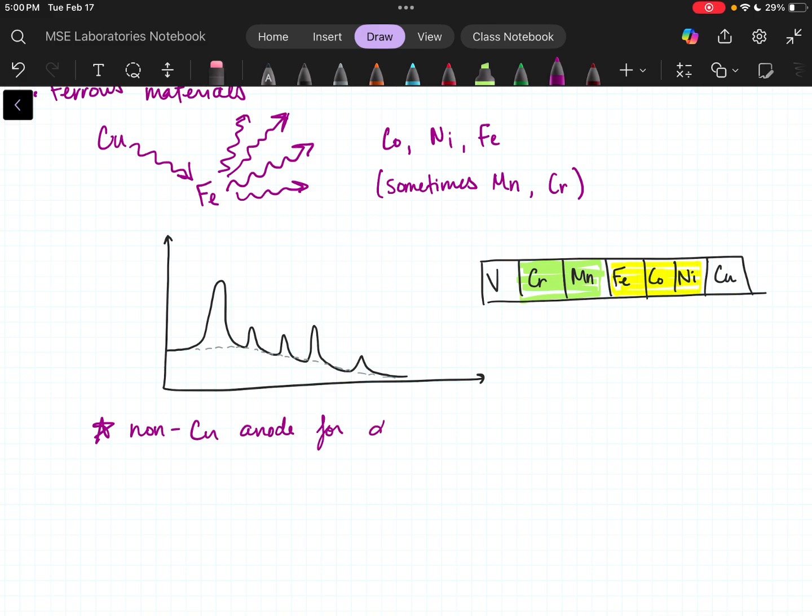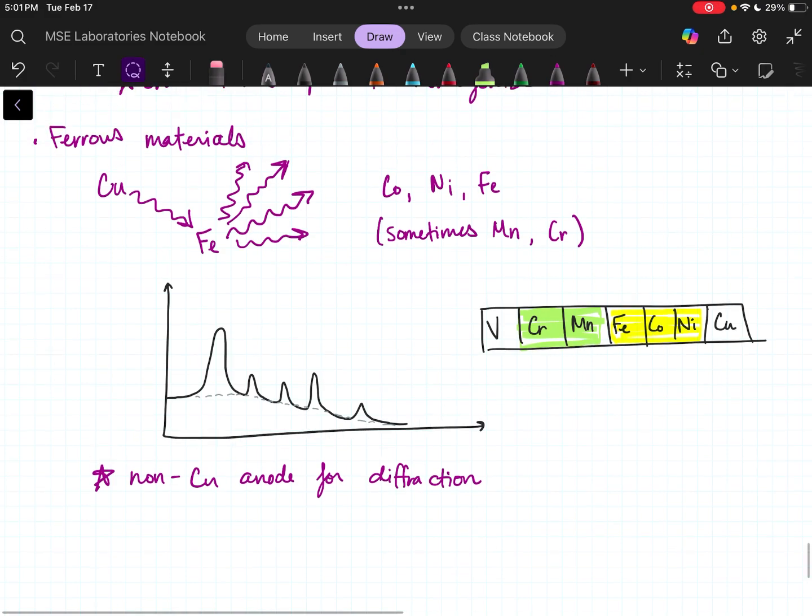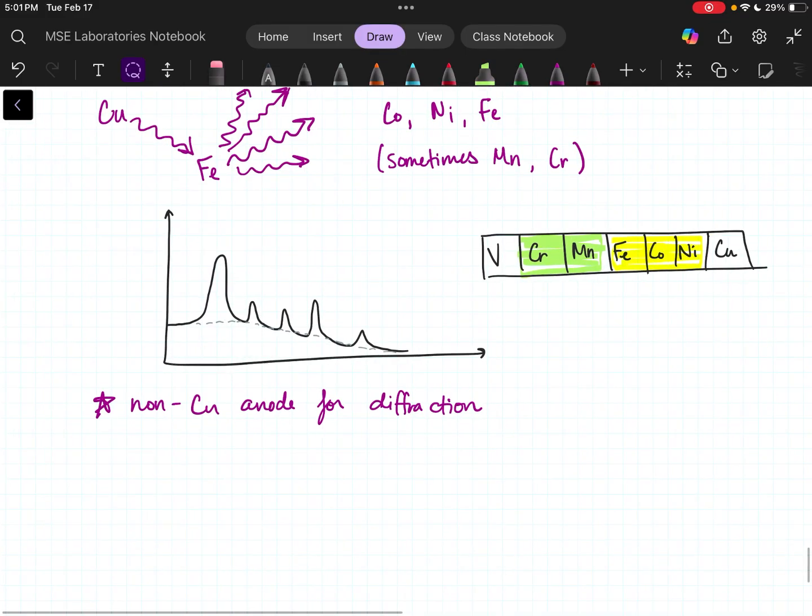The solution for this also is don't. But the solution for this is a non-copper anode. One of our instruments has the ability for the source to discriminate against wavelengths that are not copper. So there's a little bit of a monochromator type situation that we can do to make sure that we're only getting the good copper wavelengths back.